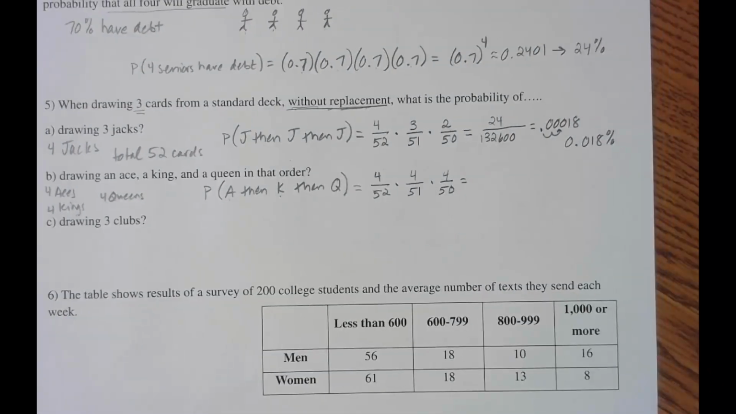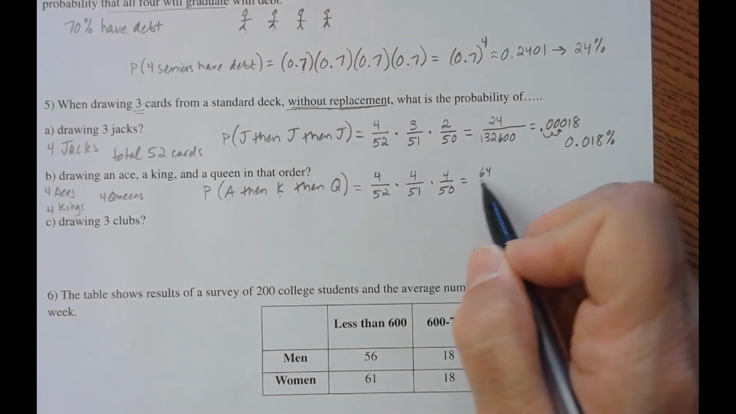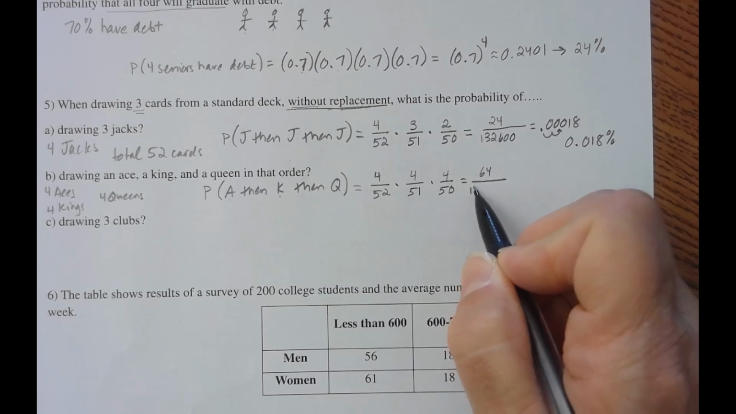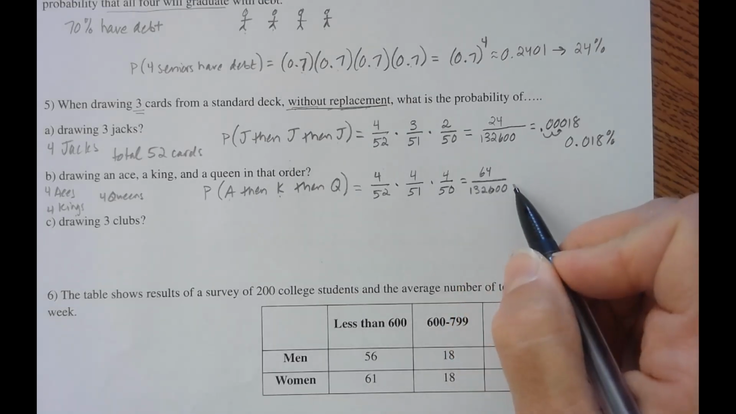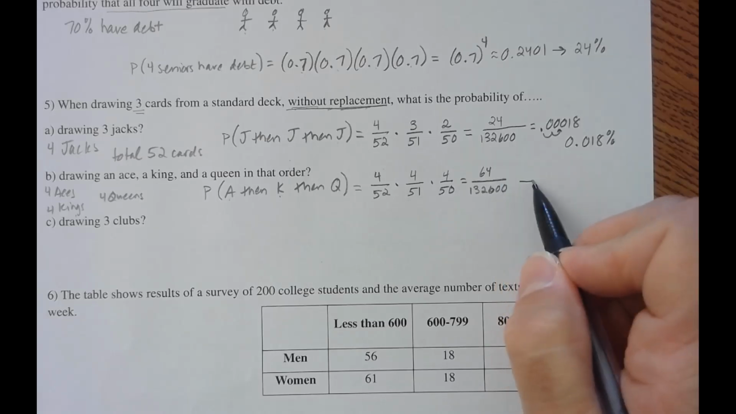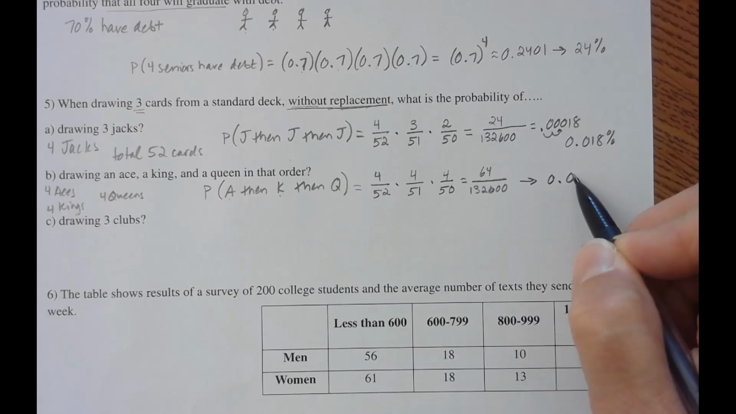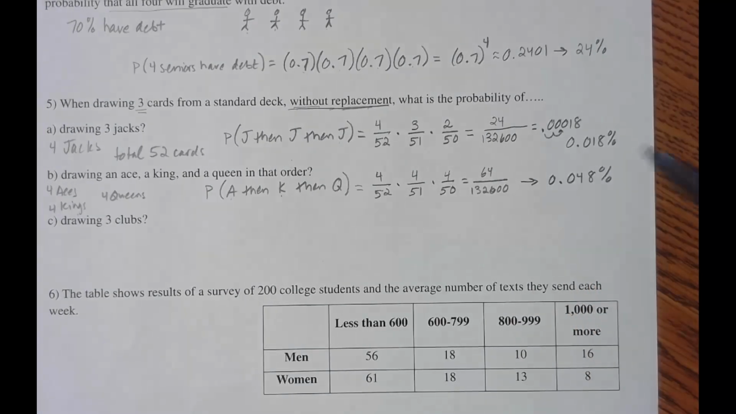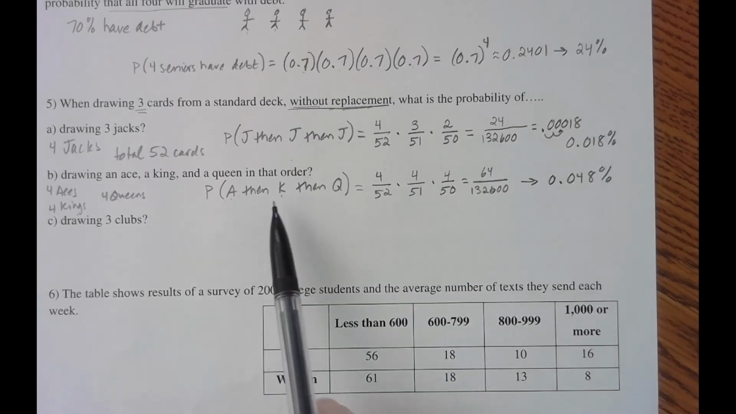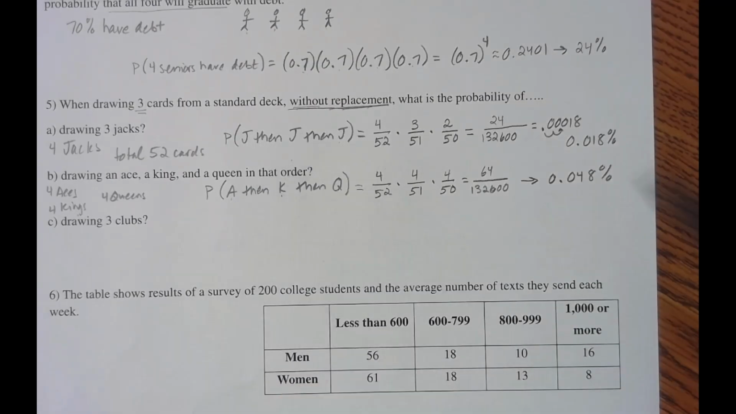When I multiply this together, again, remember, just multiply straight across the numerator and straight across the denominator. And again, change this to a percent so it has a little bit more meaning. And we get approximately 0.048% chance. So a little bit better chance of drawing an ace, then a king, then a queen than I did of drawing 3 jacks in a row, but still really, really bad odds.